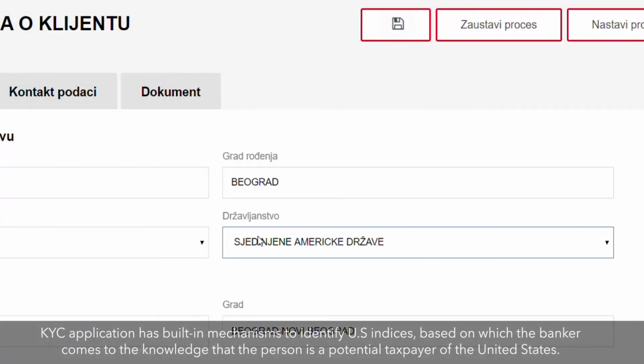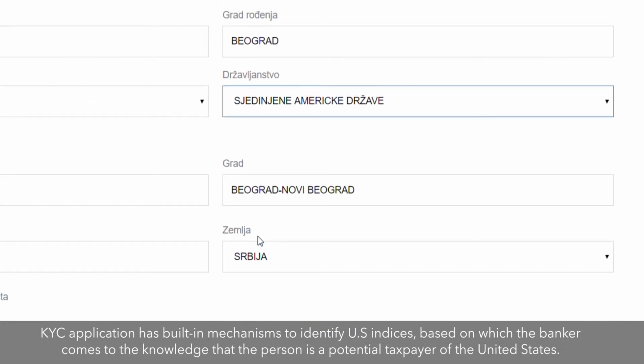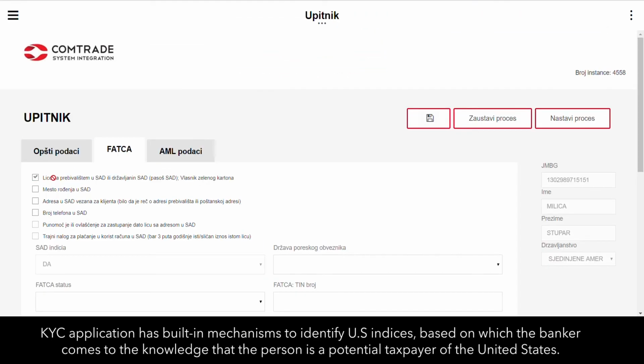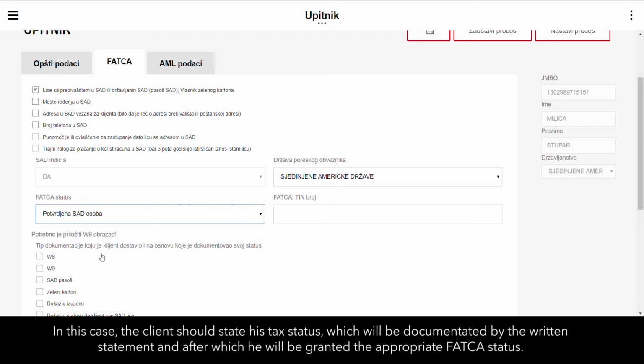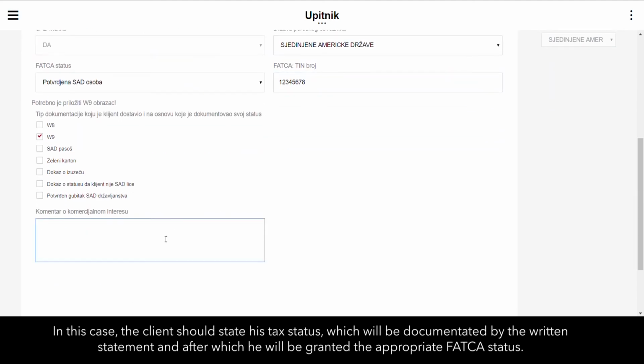The KYC application has built-in mechanisms to identify US indicia, based on which the banker comes to the knowledge that the person is a potential taxpayer of the United States. In this case, the client should state his tax status, which will be documented by a written statement, after which he will be granted the appropriate FATCA status.